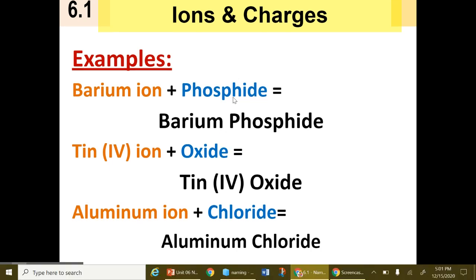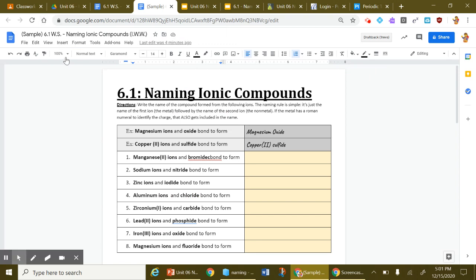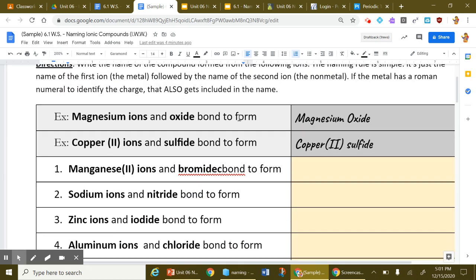I'm going to open up the worksheet that you guys are going to do today, and I'm going to do some sample problems here, okay? I'm going to walk through this whole thing. You just quit out when you get tired of listening to me, but at least stay or maybe fast forward to see the second part, okay? So, again, your job is to give me the name of the compound that is formed by these ions.